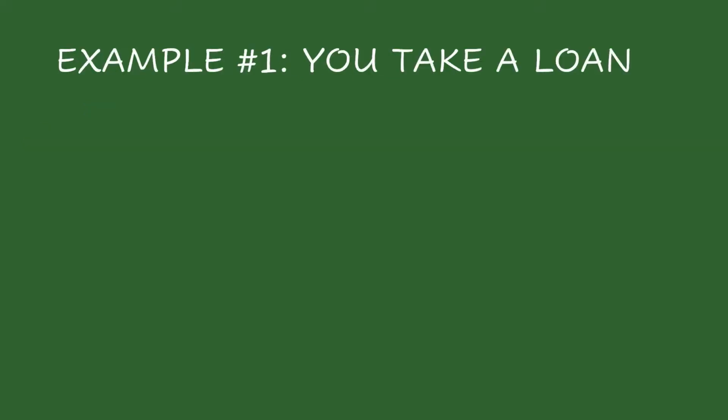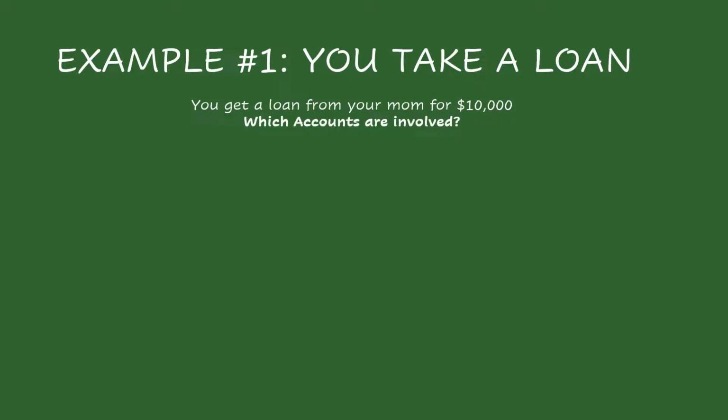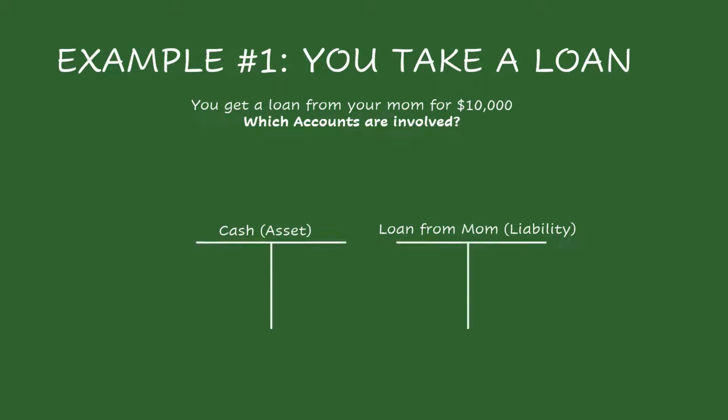Let's take a look at our first example. Let's take a case where a company takes on a loan. So you get a loan from your mom for $10,000. Let's take a look at which accounts are involved. So in this transaction, the company is accepting $10,000 money, which is an asset, and at the same time, you now owe your mother some money, which is a liability. So we have cash, which is an asset, and loan from mom, which is a liability. These are two accounts. And like all accounts, they have T's.